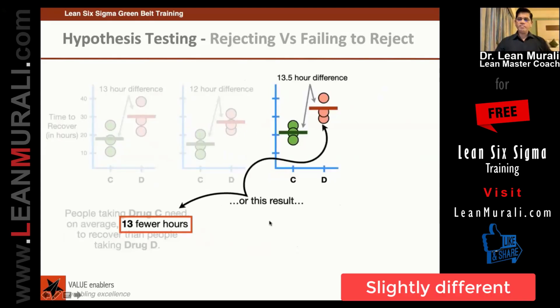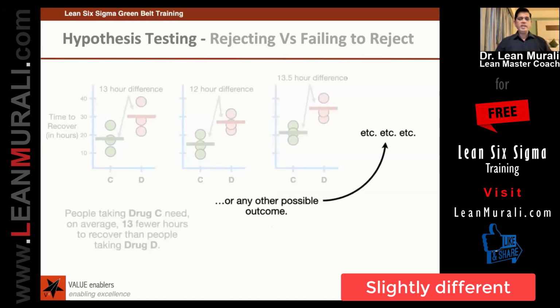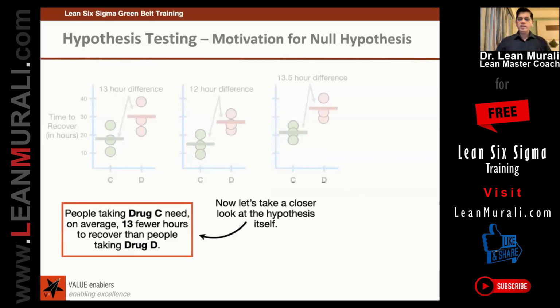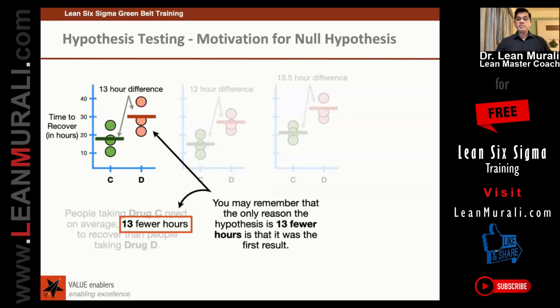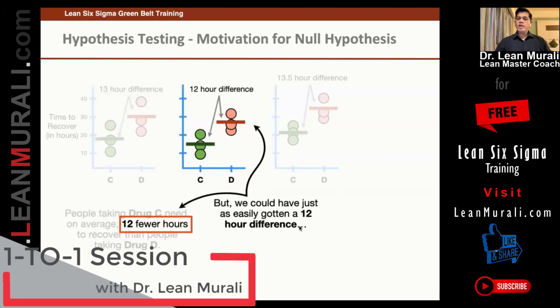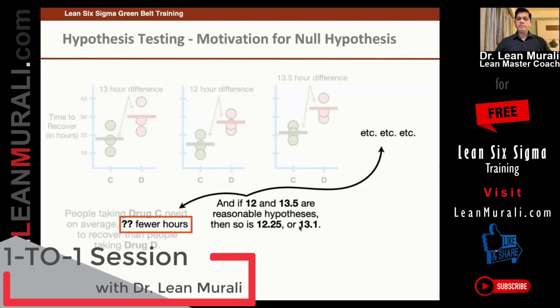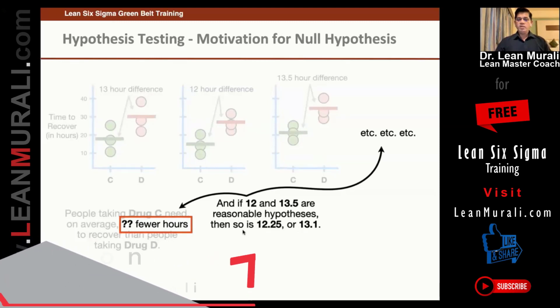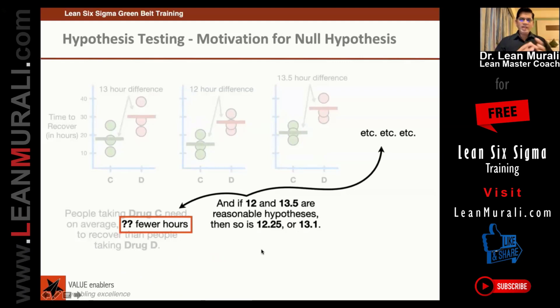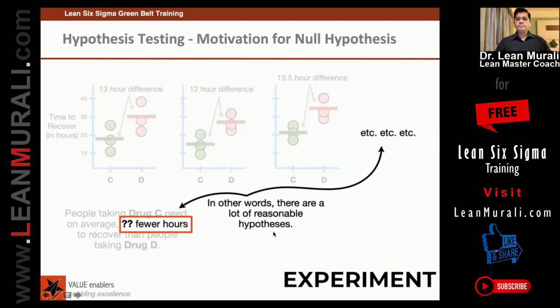or slightly different from the result, what we had like 12 hours or 13.5 hours or any other possible outcome that we get. Now let's take a closer look at the hypothesis itself. We could have 12 hours difference or 13 hours difference also. And if 12, 13.5, then you can have any number, 12.25, 13.1. If you conduct any experiment, if you take that set of people, you can have that in your hypothesis.